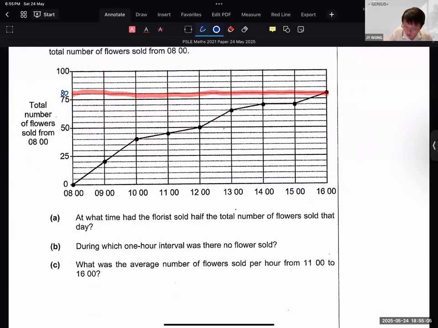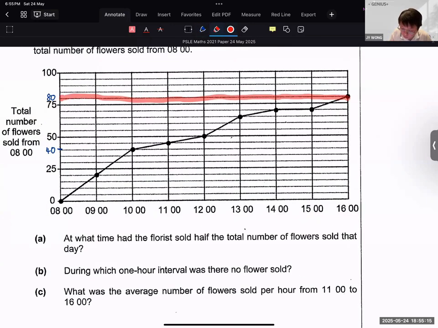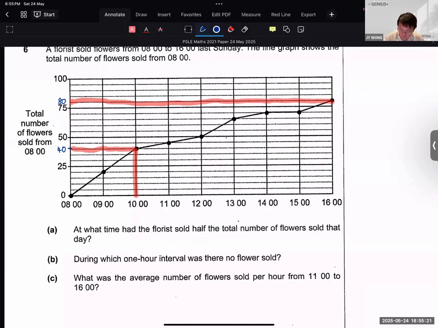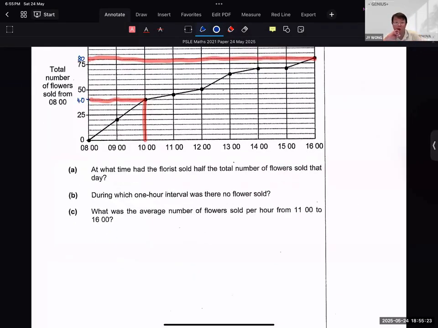That means your halfway mark, you're looking for what number? You're looking for the number 40. Where would the number 40 be? The number 40 will be here. So always make sure you go and mark out on your diagram, on your graph. So 40 is here. And therefore, what time is this? 1,000 hours.